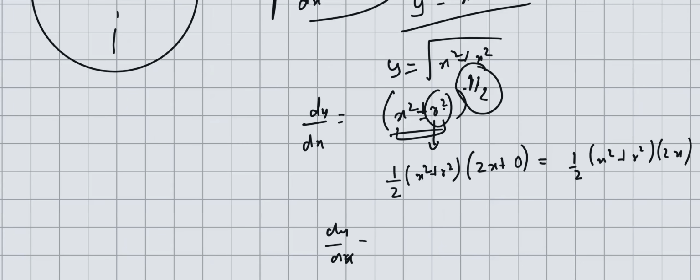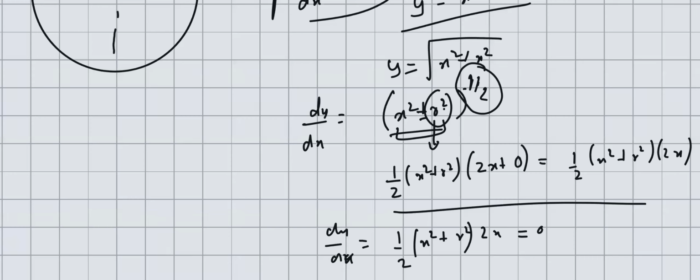This equation I am getting: 1 by 2 into x square plus r square, and 2x. Is that clear? 2x. Now I have two options to do. What are those options?